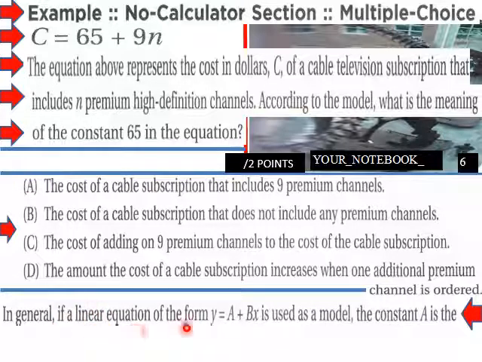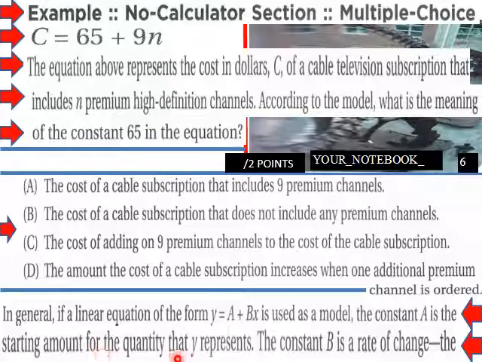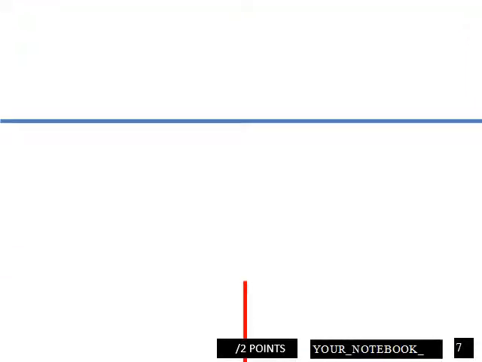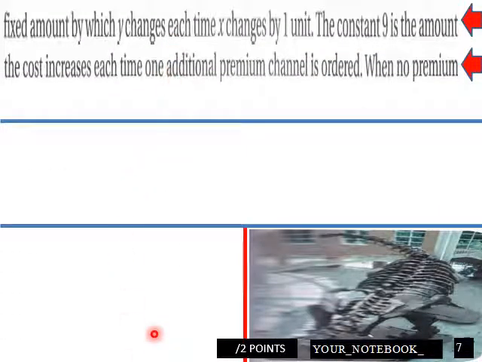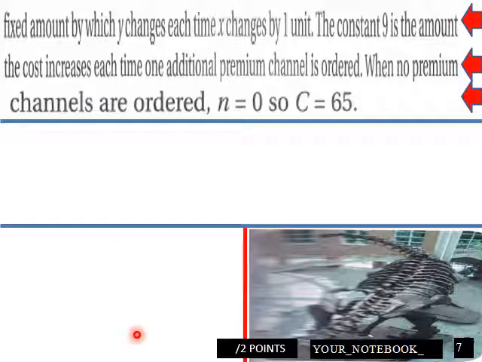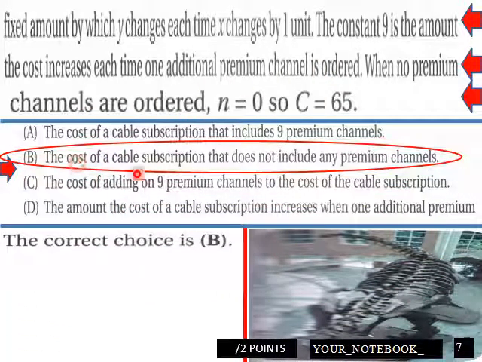In general, if a linear equation of the form y equals a plus bx is used as a model, constant a is the starting amount for the quantity that y represents. The constant b is the rate of change, the fixed amount by which y changes each time x changes by 1 unit, or slope. So in this instance, C would equal 65 when no premium channels are ordered. So the cost of the subscription does not include any premium channels. The correct choice is B.